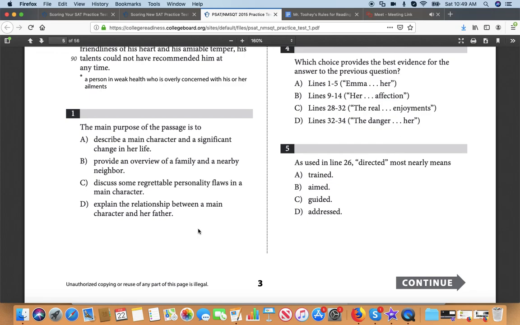Any questions about that? Okay, and that's tricky here. It's not just, is that a true statement? It's, is that the main purpose of the passage? You always have to keep the question in mind when you test the answer choices. So we can get rid of C.